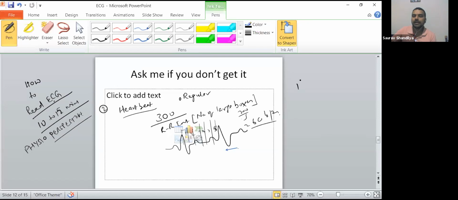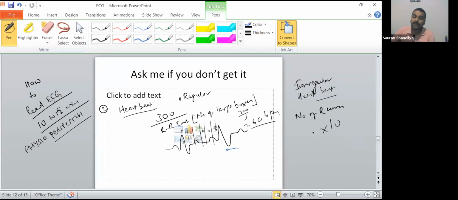Now come to irregular. If the ECG is irregular, if it is an irregular heartbeat, how will you calculate that heart rate? Anybody has any idea? Irregular heart rate, how will you calculate? What you have to do is take the number of R waves and multiply it by 10. Number of R waves multiplied by 10.